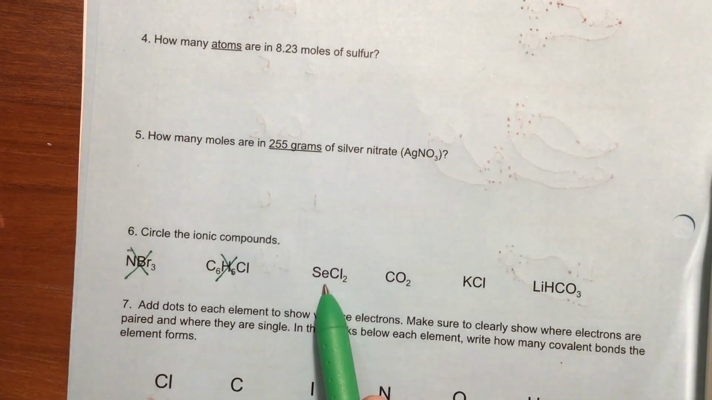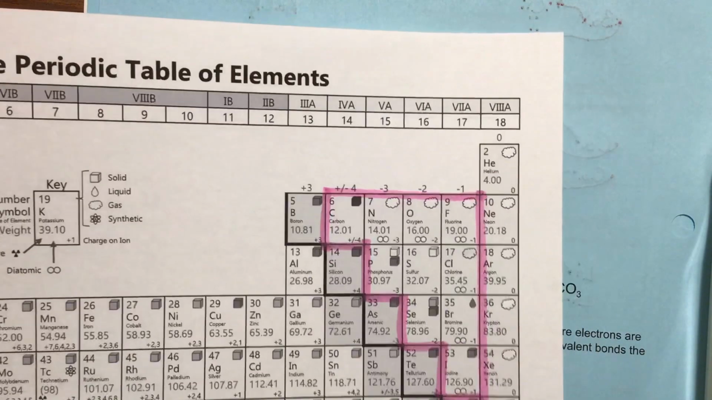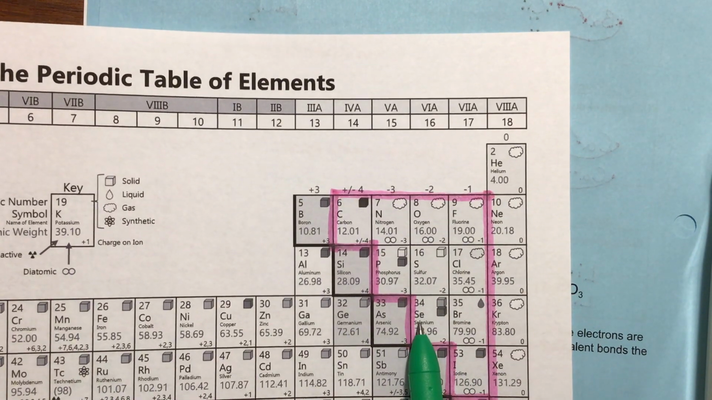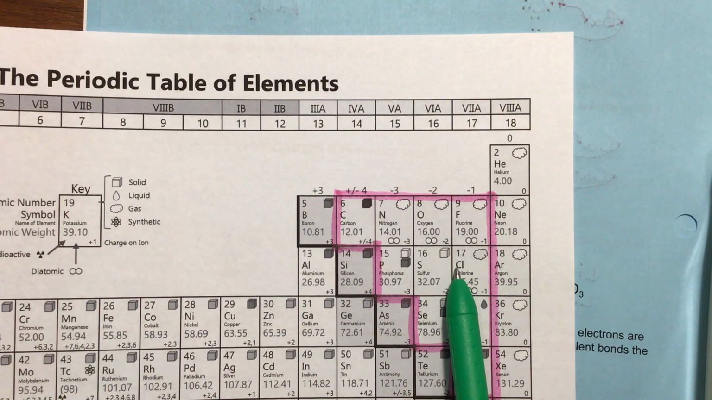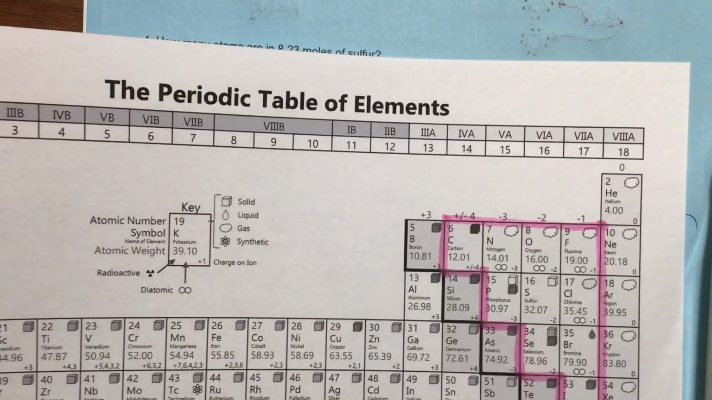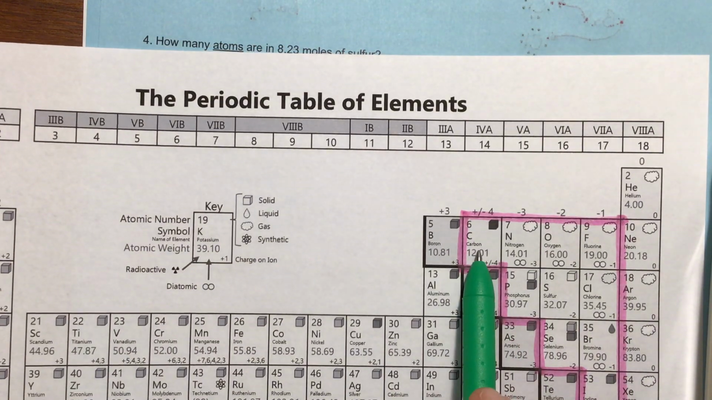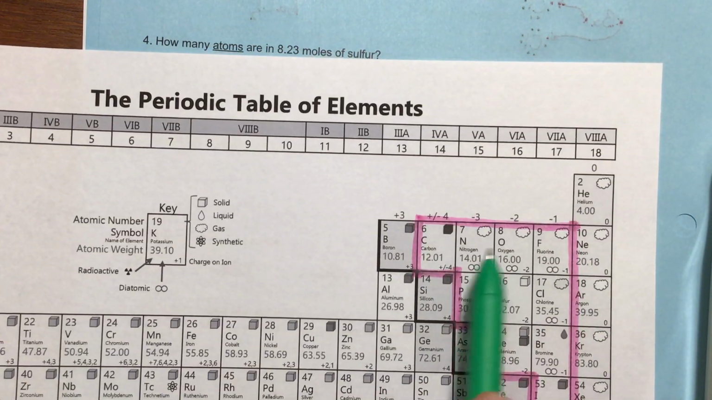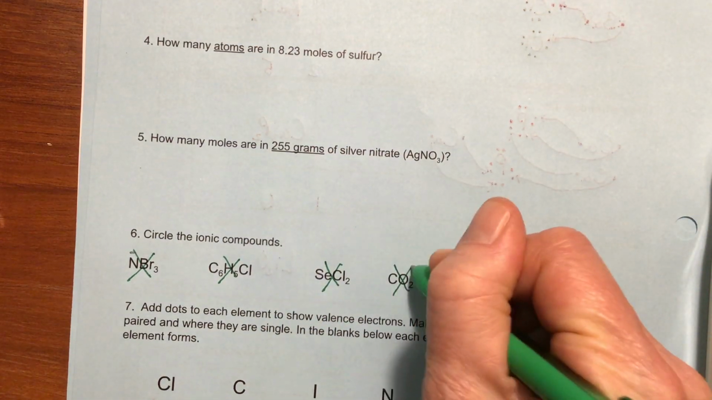Now, next one, selenium chloride. That looks a little tricky, but let's see. There it is, selenium, a nonmetal. Chlorine, a nonmetal. So that is a covalent compound. We're Xing it out. Next one, carbon dioxide. Right here, carbon, and right here, oxygen, both nonmetals. So that is a covalent compound.